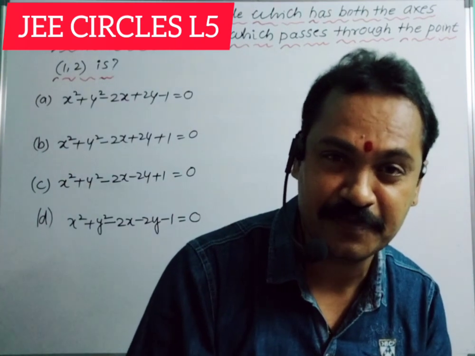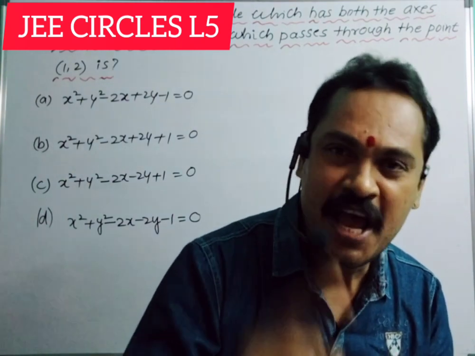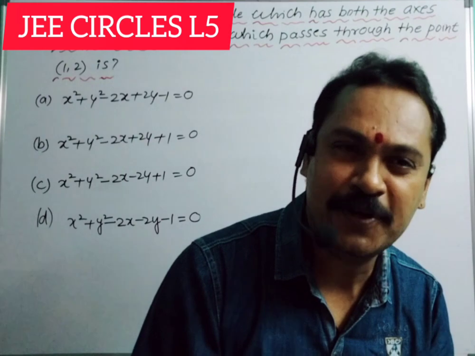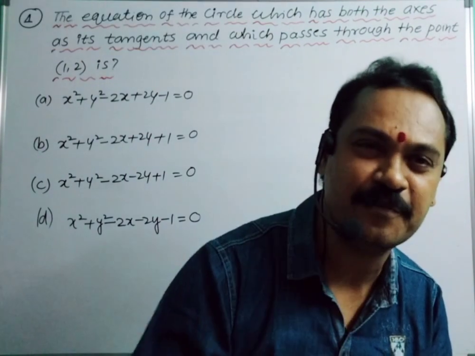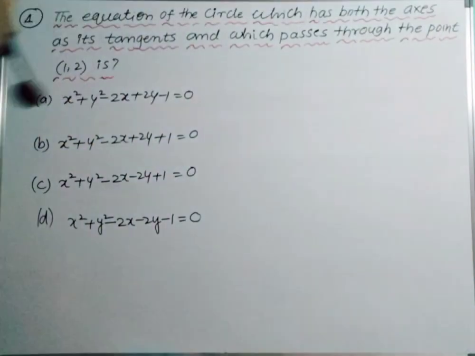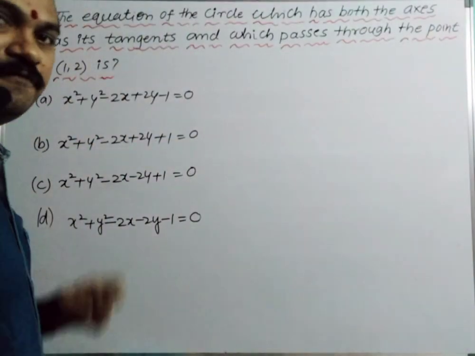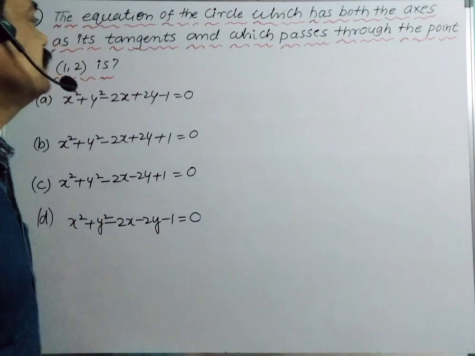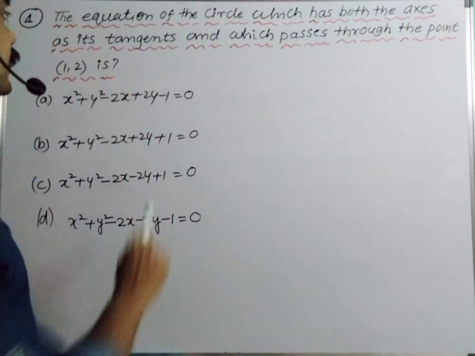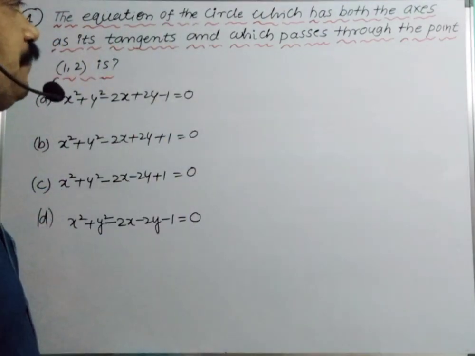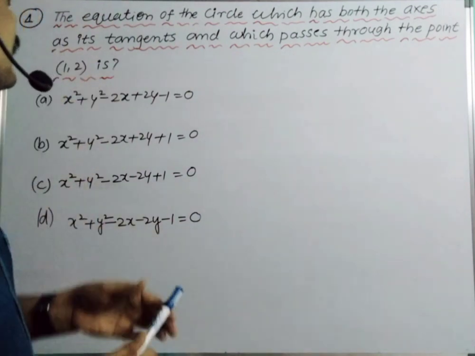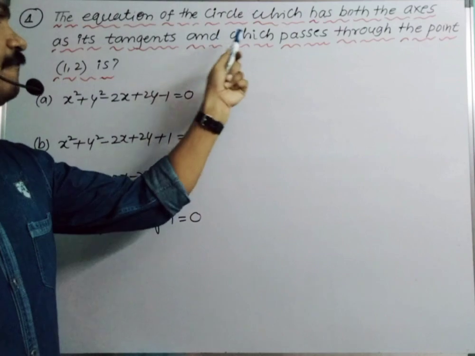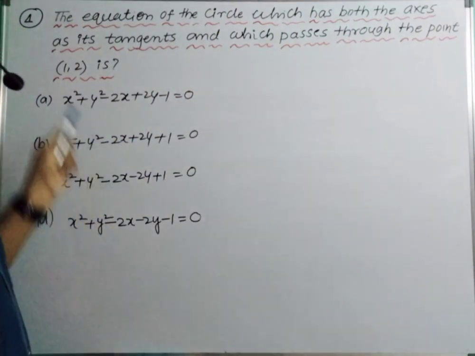Today I am going to shoot out some important questions for JEE entrance. Let's rock on. Now, what is our first question? The equation of the circle which has both the axes as its tangents and which passes through the point (1, 2).